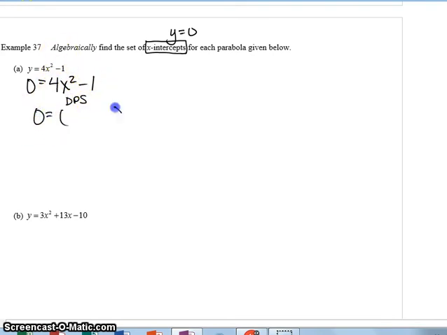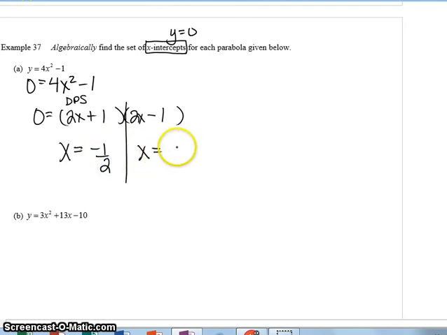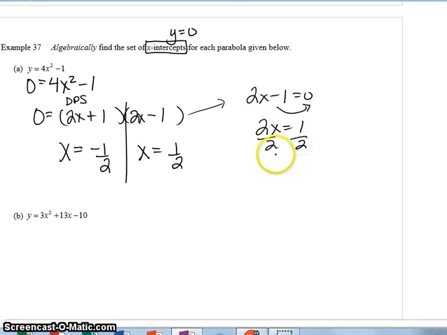So, two sets of parentheses. One's positive, one's negative, and then I square root everything. I'm going to get 2x plus 1 and 2x minus 1. Split down the middle. This gives me the value negative 1/2, and this gives me positive 1/2. Now you might say, how am I getting positive 1/2? Don't forget, it's 2x minus 1 equals 0. So you add the 1 to the other side, and then divide both sides by 2. That's where I'm getting positive 1/2. Okay? Part B.